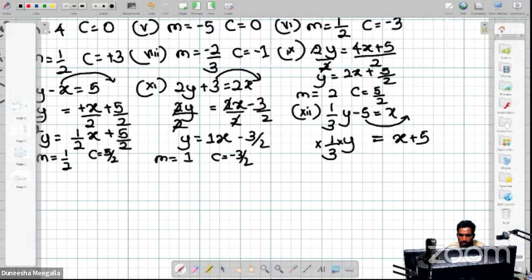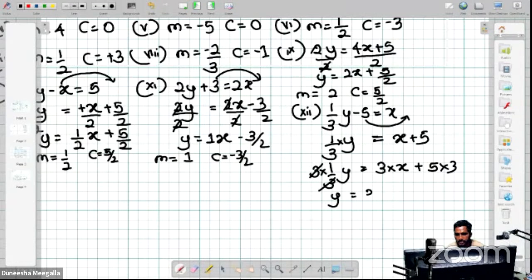Then you have to multiply every term by 3. We have to multiply every term by 3. Then y equals 1 over 3 multiplied by 3, then 5 multiplied by 3. So 3 by 3 y equals 3x plus 15.